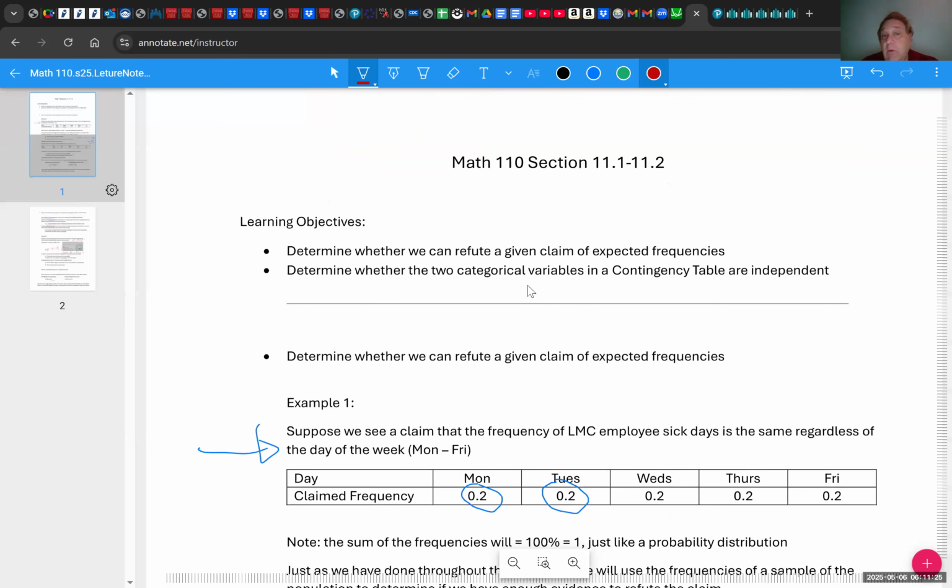Okay, so hopefully that explained these two learning objectives. Once again, we wanted to determine whether we can refute a given claim of expected frequencies. We used a goodness of fit chi-square test to do that. And the second thing was we wanted to determine whether the 2 categorical variables in a contingency table are independent. And we just use a contingency table test of independence to do that.